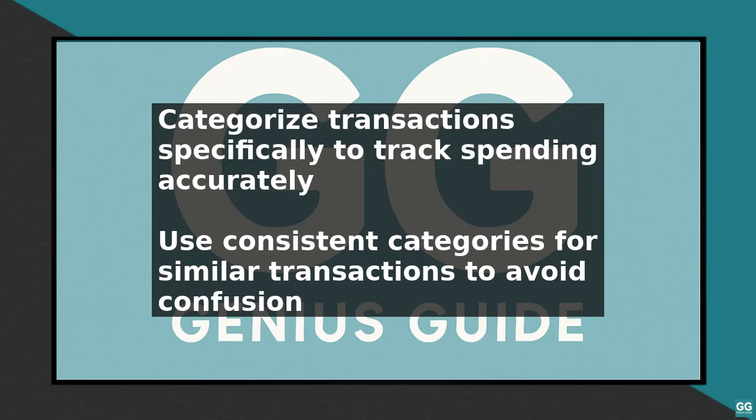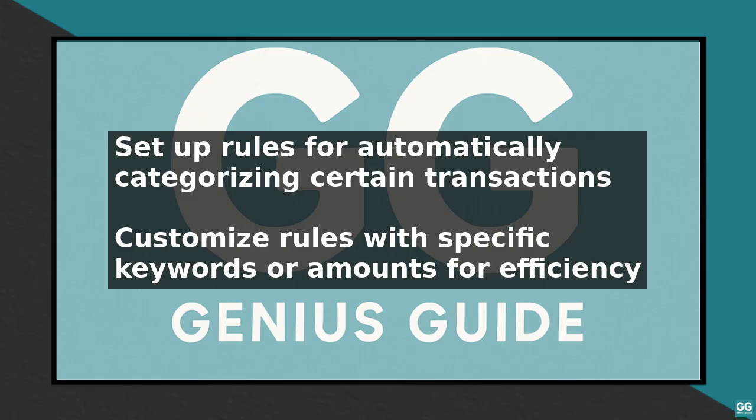To set up a categorization rule, navigate to the Rules page in Mint and click on the New Rule button. Then select the type of transaction you want to categorize, such as all transactions from a certain vendor, and choose the category you want to apply. You can also add additional criteria, such as a specific keyword or amount, to further customize the rule.